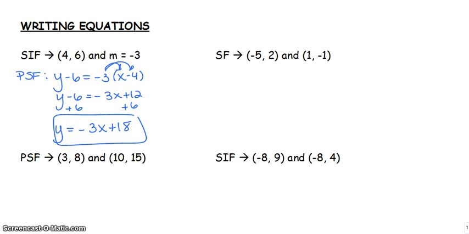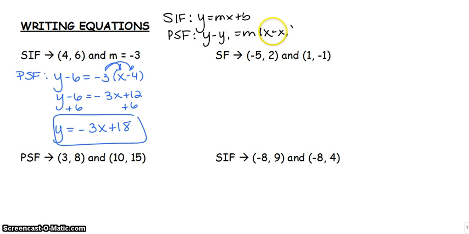So don't forget your 3 forms. Slope-intercept form, y equals mx plus b. Point-slope form, y minus y1 equals m times x minus x1. And remember, you're replacing the x1, the y1, and the m. And then last, standard form: your x is first, your y is second, and it's set equal to your number, where a, b, and c can't have any fractions or decimals.